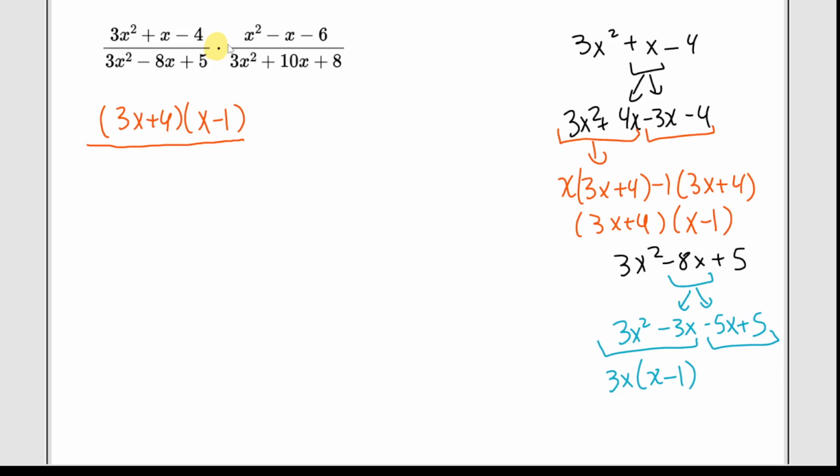Negative 5x plus 5, their greatest common factor is negative 5. Negative 5x divided by negative 5 leaves us with x. 5 divided by negative 5 leaves us with negative 1, because remember, if the leading term is negative, you do want to factor out that negative.